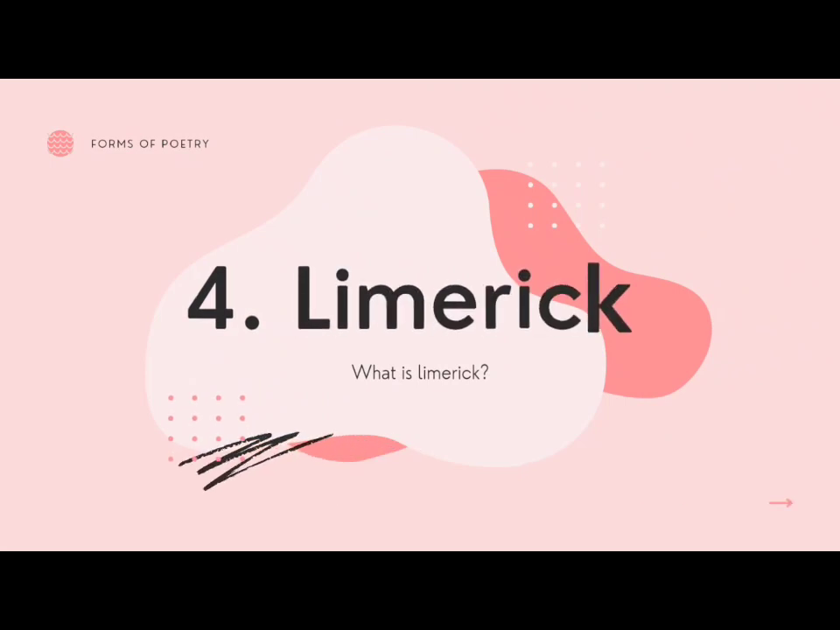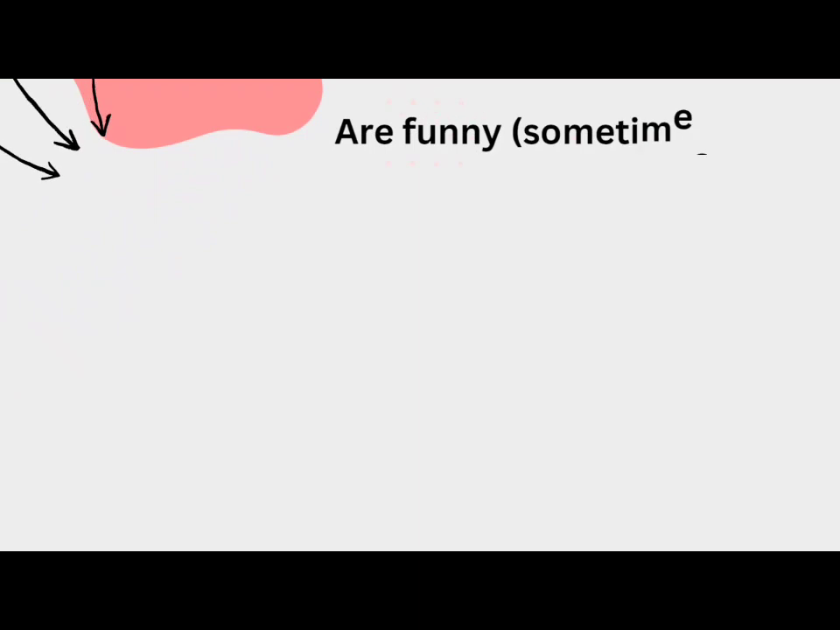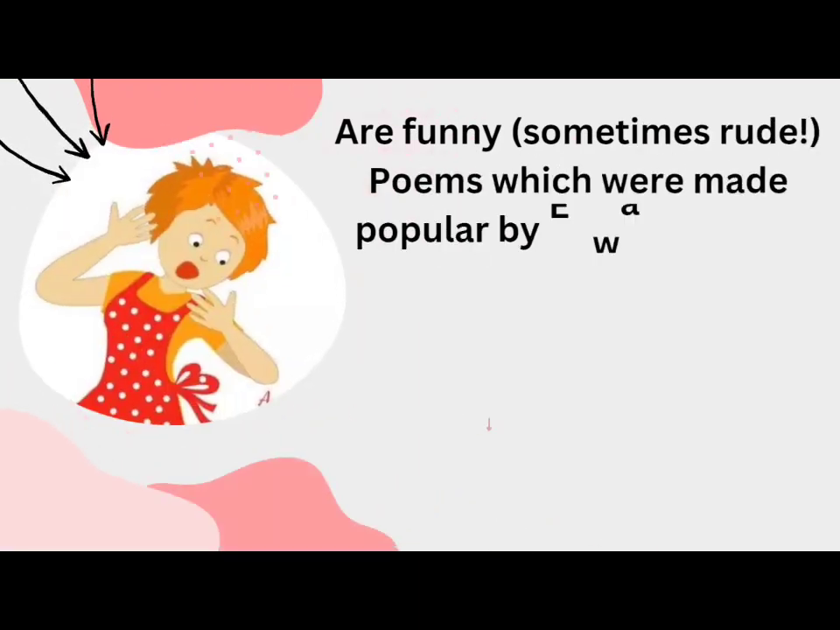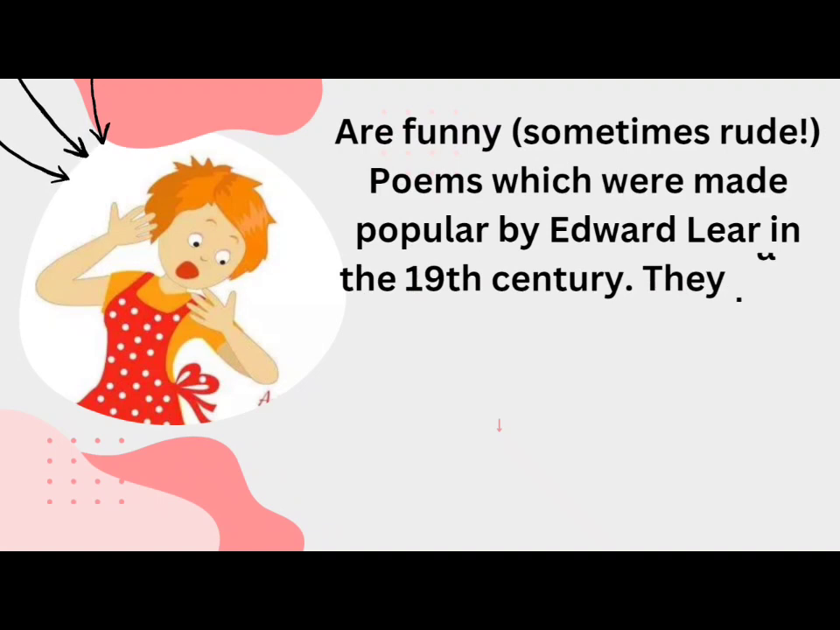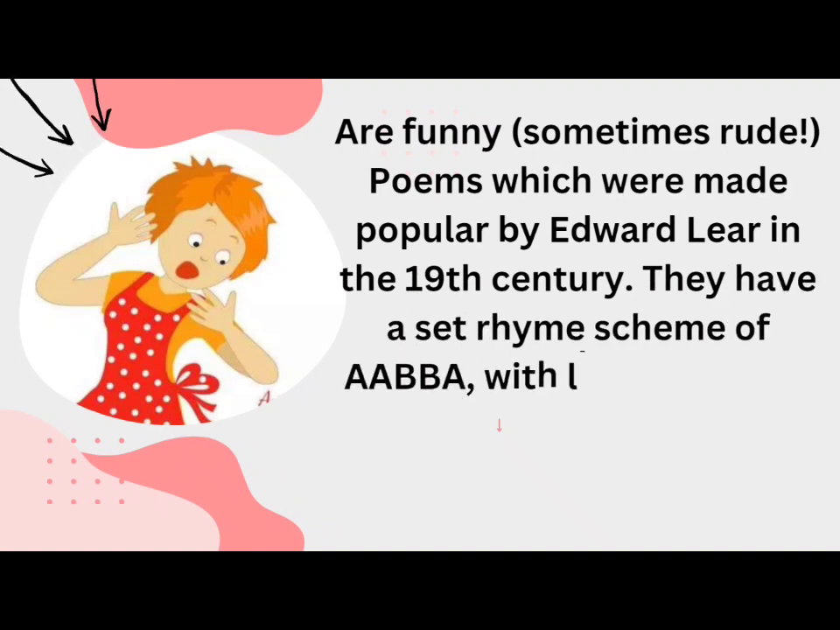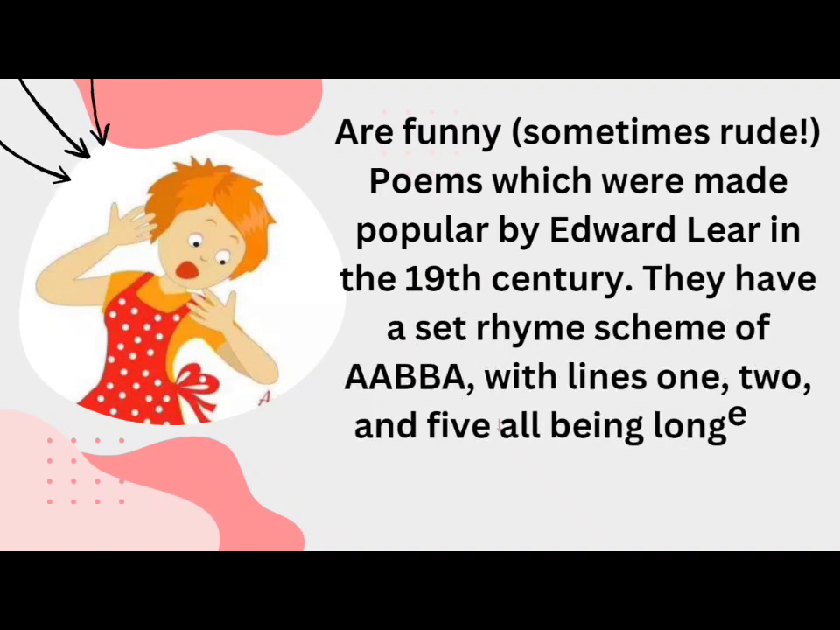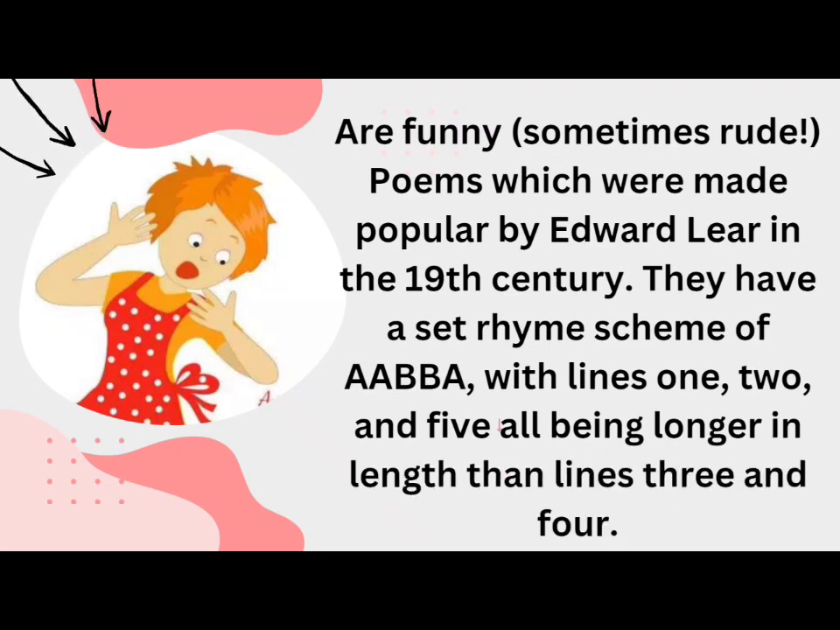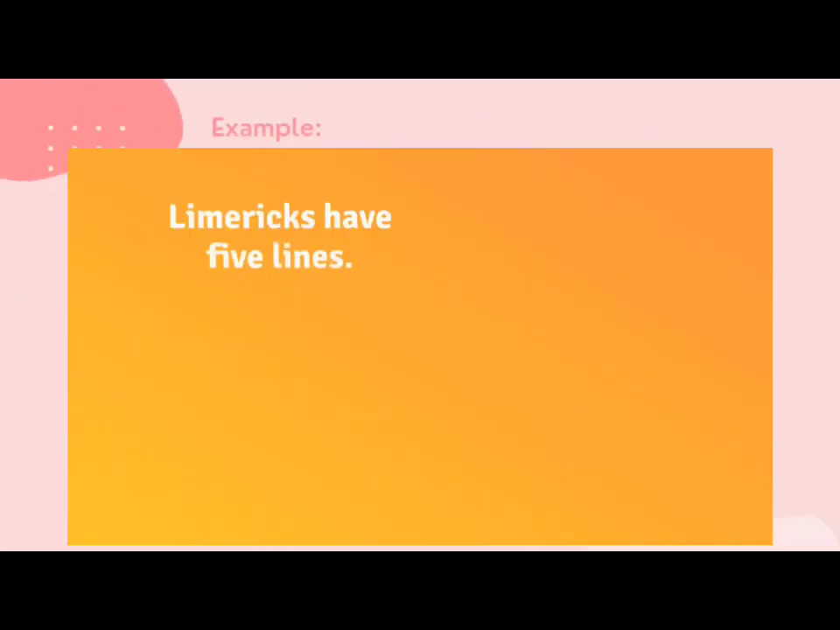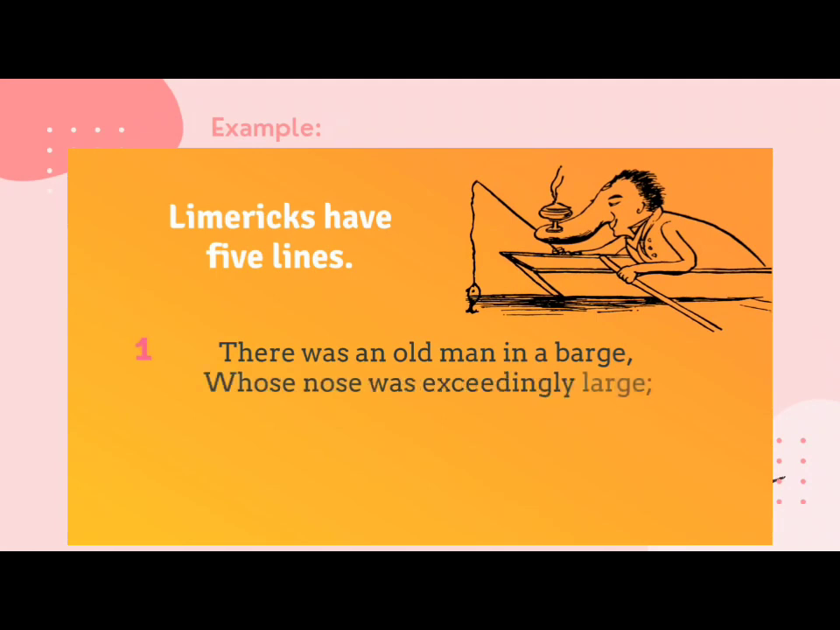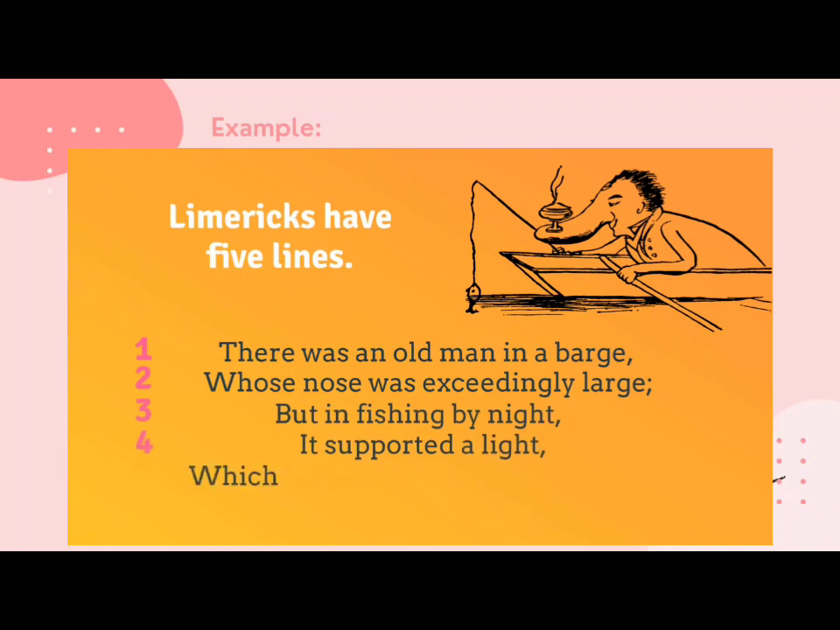The fourth poetic form is limerick. What is a limerick? Limericks are funny and sometimes rude poems which were made popular by Edward Lear in the 19th century. They have a set rhyme scheme of AABBA, with lines 1, 2, and 5 all being longer in length than lines 3 and 4. Limericks have 5 lines. Example: There was an old man in a barge, whose nose was exceedingly large. But in fishing by night, it supported a light, which helped that man in a barge.